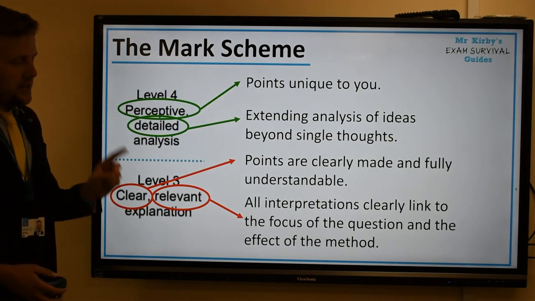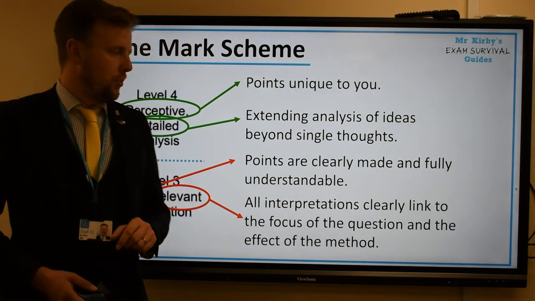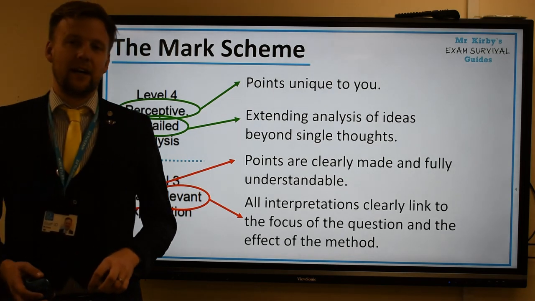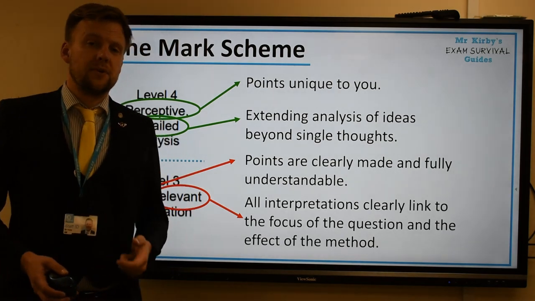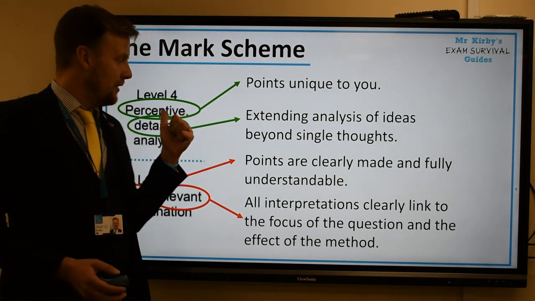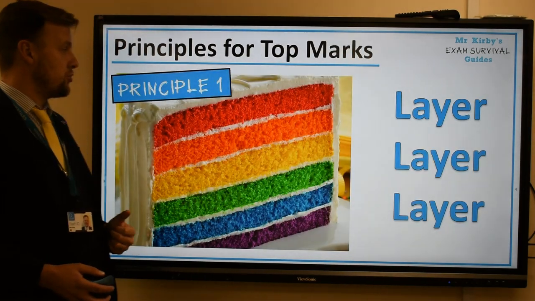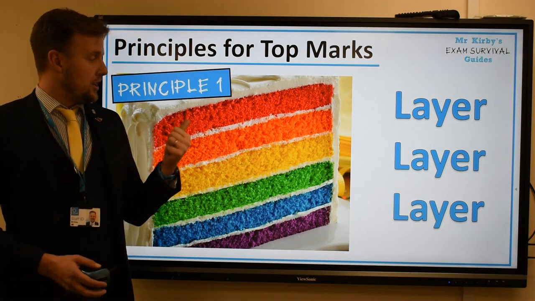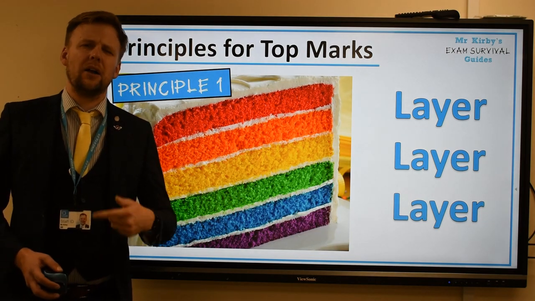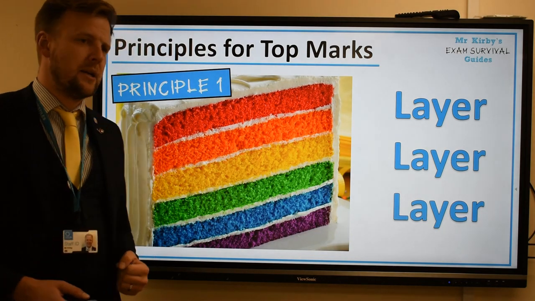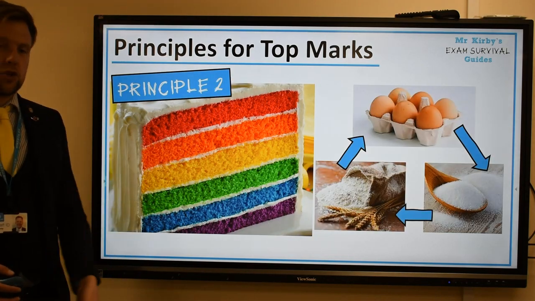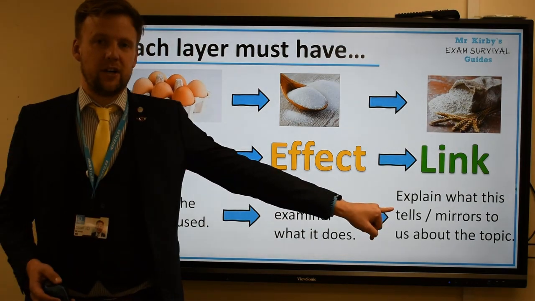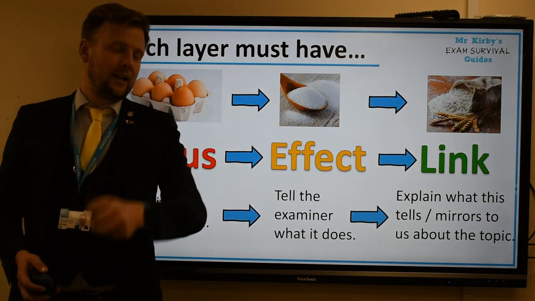Now, this is the same mark scheme as in Language Paper 1. It's the same idea for perceptive detail and clear and relevant analysis. So all the things we said in the last paper that are going to allow us to access these marks still run true. We still need layers of ideas and interpretations because that takes us to a more detailed level and makes us far more likely to make a perceptive point. We need to make sure that each layer has the same 3 ingredients: focus, effect, link.